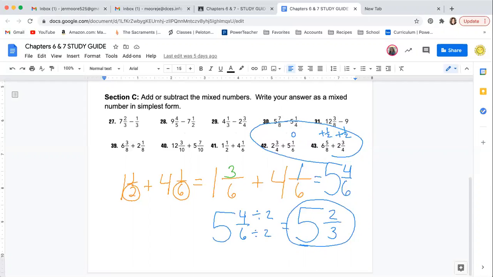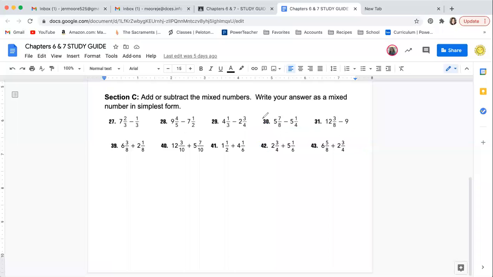So how about we do 43 together? And then I'll let you finish. I know you had 30, 31, 42 left to do on your own on this part of the study guide, but 6 5/8 plus 2 3/4. All right. Action plan, always get a common denominator first. Between 8 and 4, what's going to be the easiest denominator to use? Help me out. 8. Okay.